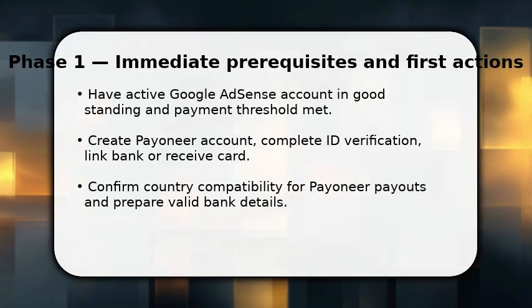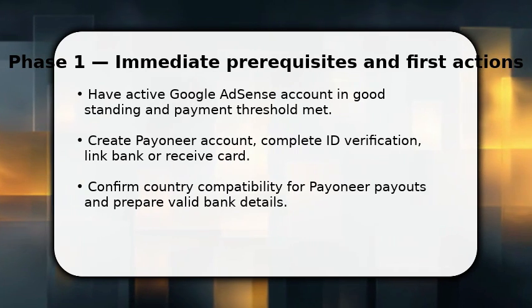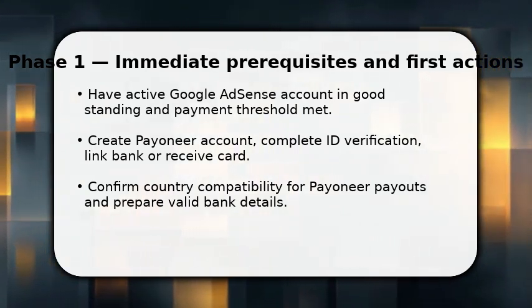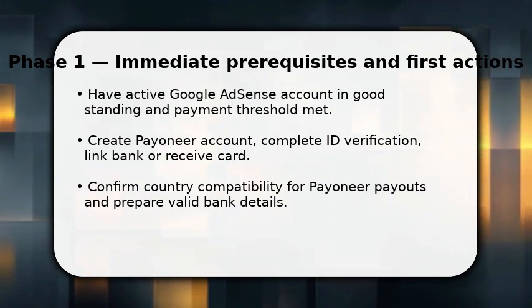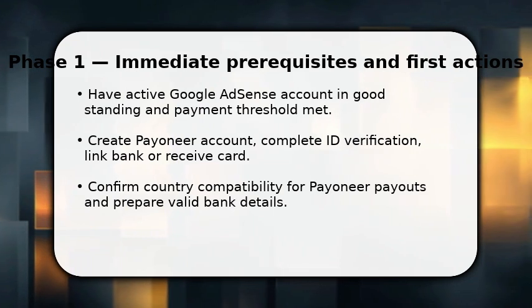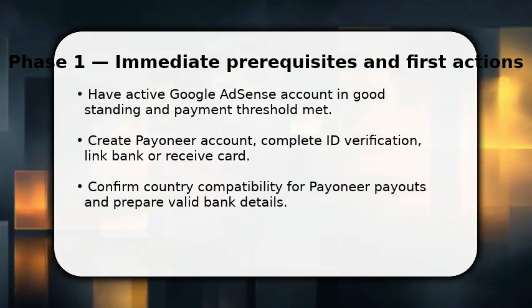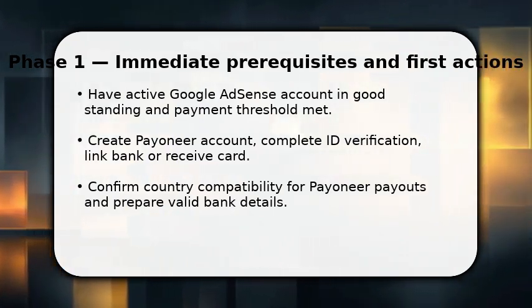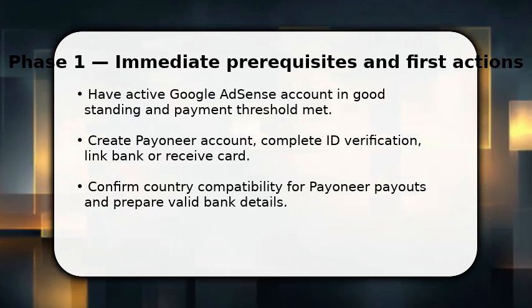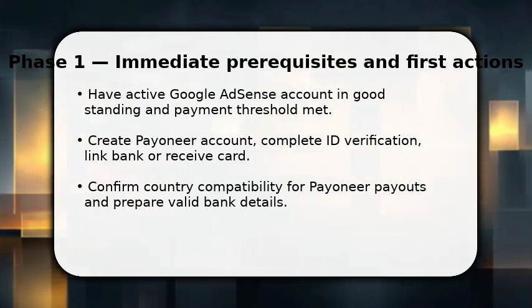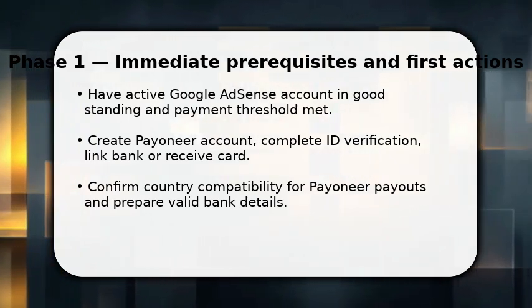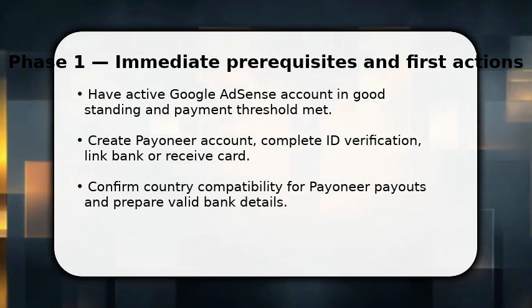You need 2 accounts now, your Google AdSense and a verified Payoneer profile. Start by opening Payoneer, complete identity checks, and add your local bank or card. This speeds transfers. Once done, make sure your AdSense has reached the payment threshold and is free of policy issues. Also confirm that Payoneer supports payouts in your country so you don't hit a block. This sets a clean foundation, so you won't waste time later updating documents or fixing verification holds.